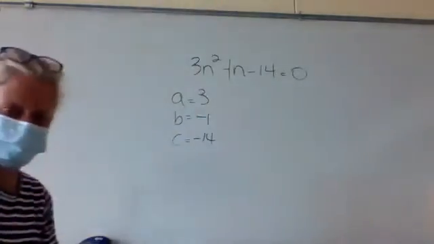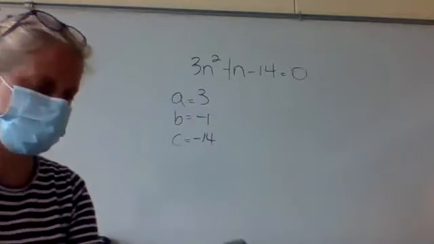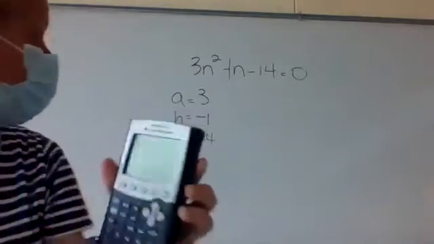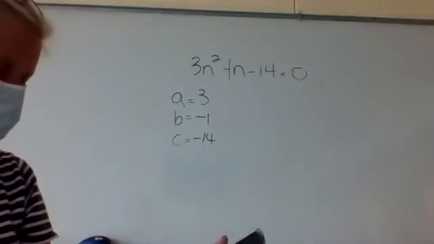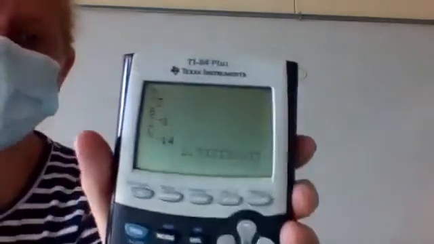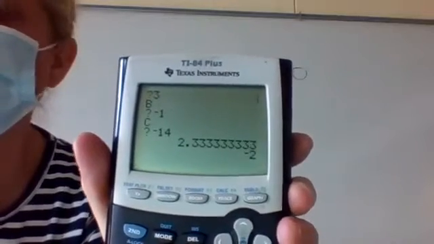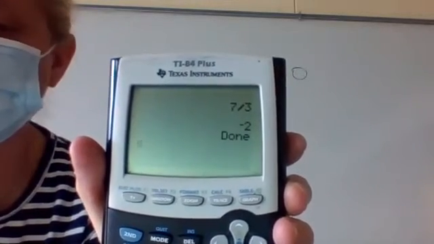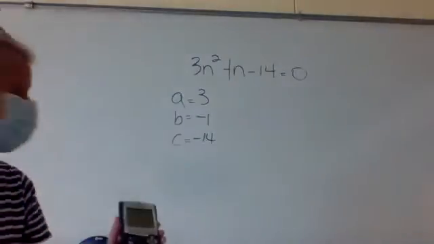So again, back to quad. Your A, B, and C will be 3, -1, and -14. I think I get a decimal here, so just hit enter again. So those are your two solutions, 7/3 and -2.